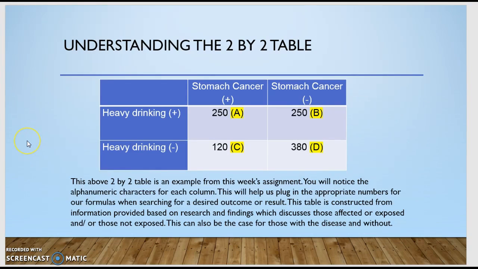Understanding the 2x2 table. The above 2x2 table is an example from this week's assignment. You will notice the alphanumeric characters for each column. This will help us plug in the appropriate numbers for our formulas when searching for a desired outcome or result. This table is constructed from information provided on research and findings, which discusses those affected or exposed and those not exposed. This can also be the case for those with the disease and without. Again, this is relative to our course assignments and instructional videos where we discuss those who have been exposed among those without, and we'll get more in depth with that in just a few slides.